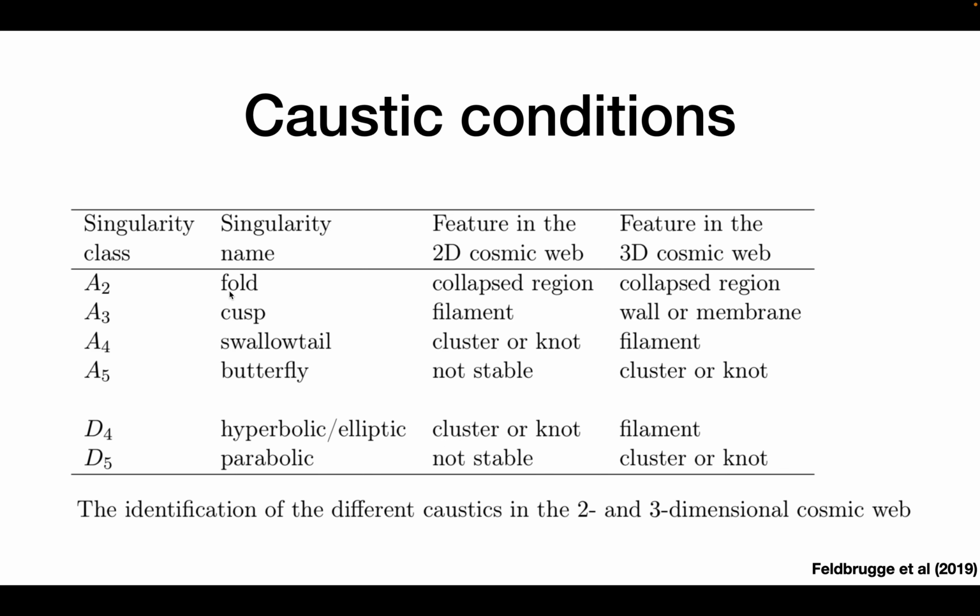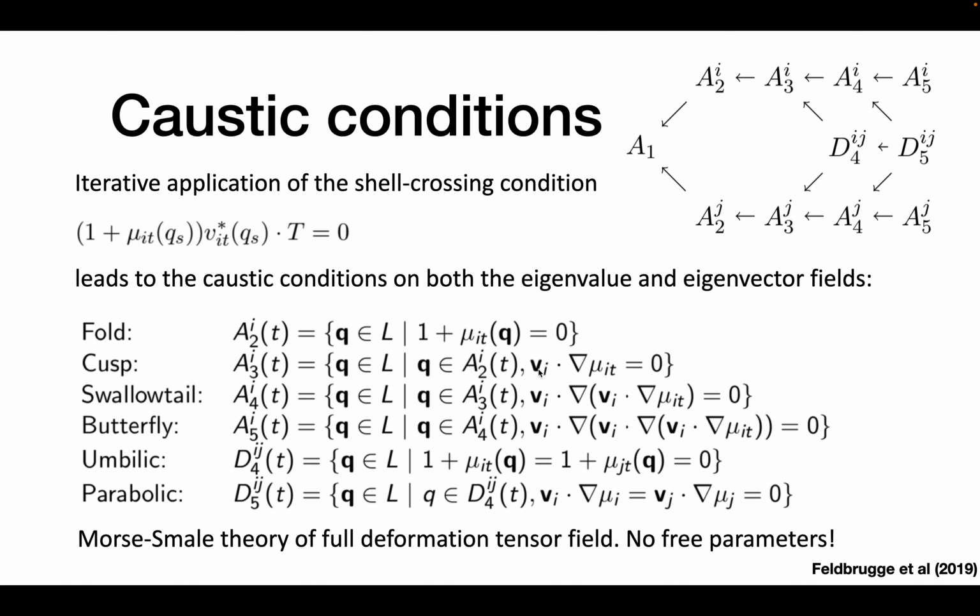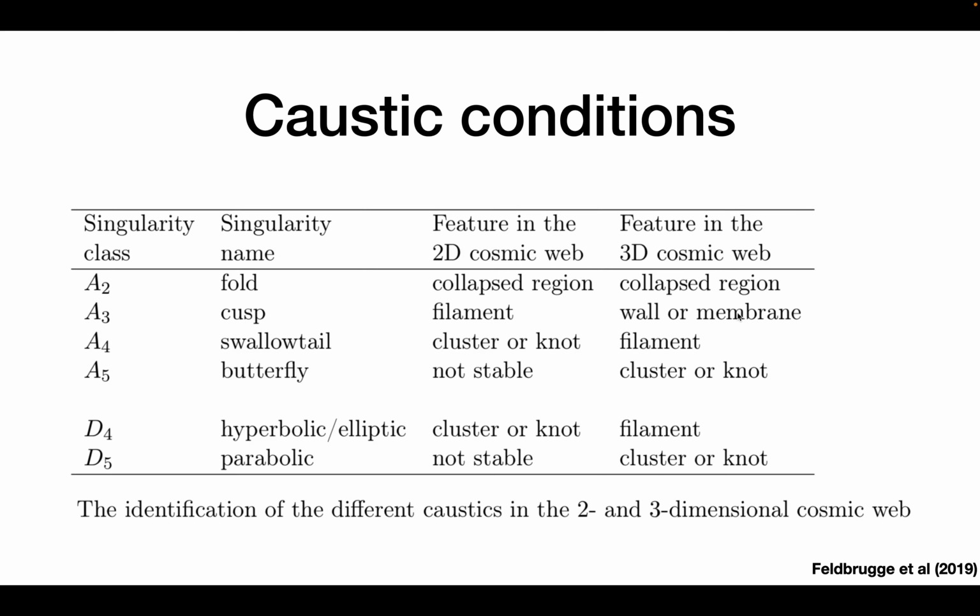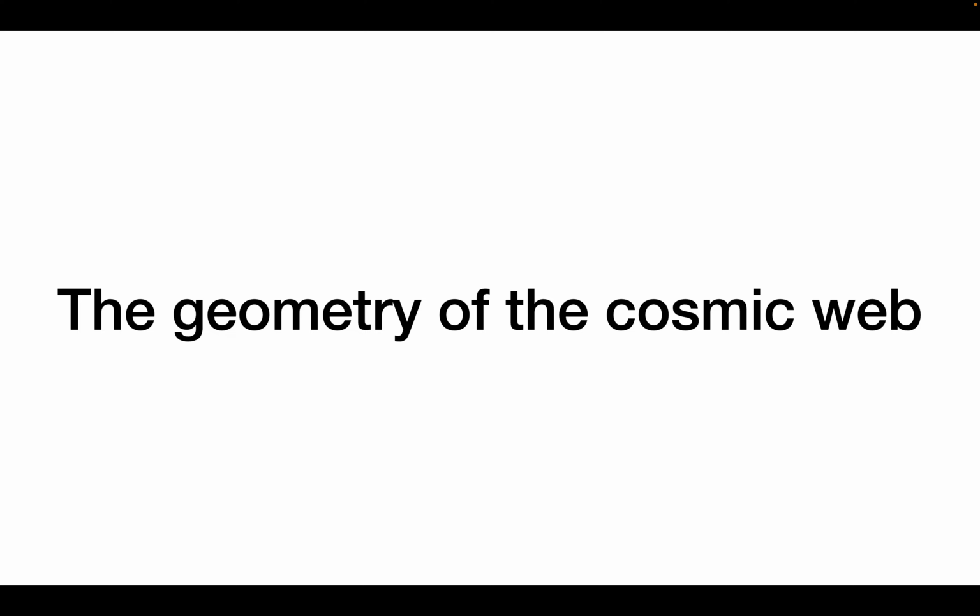Then you find the cusp caustic, which is the higher order one, which takes this form, where you see that you take the directional derivative of the eigenvalue field in the direction of the eigenvector field. That has to be 0. And that corresponds to the walls and membranes of the three-dimensional universe. Then you have the swallowtail caustic, which corresponds to filaments, but also the hyperbolic and elliptic caustics, which correspond to filaments. And then finally you also have two caustics which correspond to clusters.